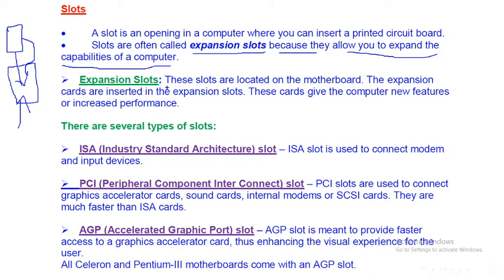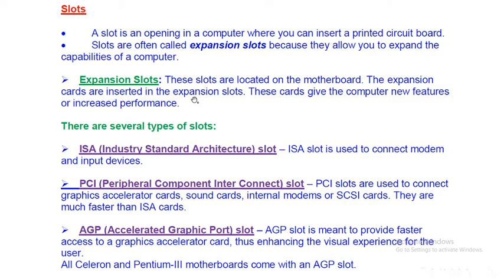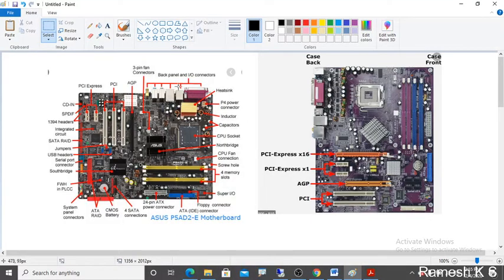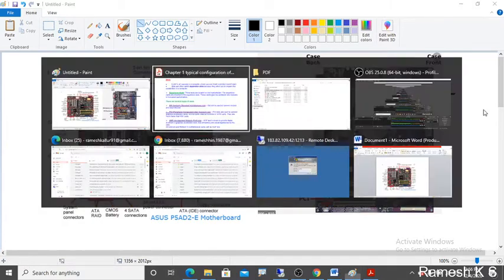Expansion slots are located on the motherboard. Generally, you can see this is the motherboard, and in this motherboard the expansion slots are located. These are the expansion slots. This is a PCI slot. This is an AGP slot, that means a graphics port; we insert graphics cards at this slot. PCI cards we insert at these slots. This is the processor slot, and in the processor slot we place the processor.